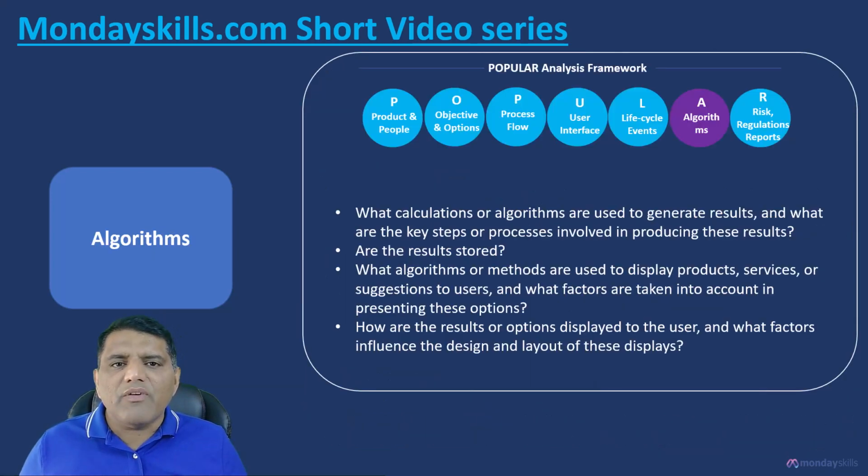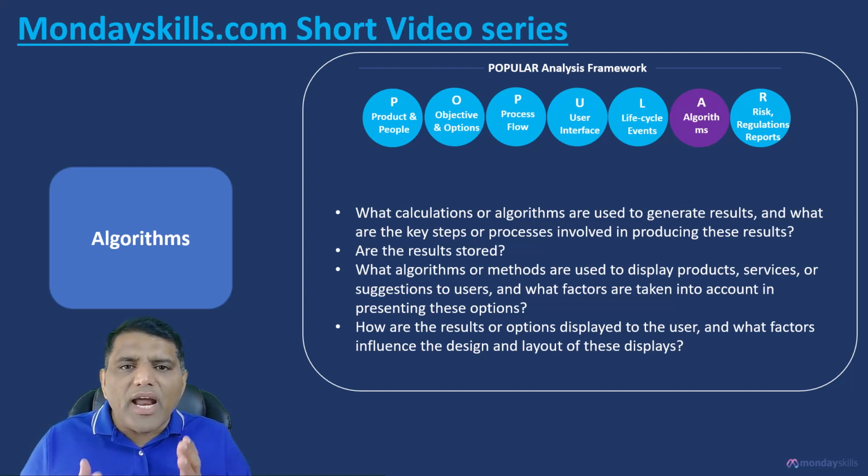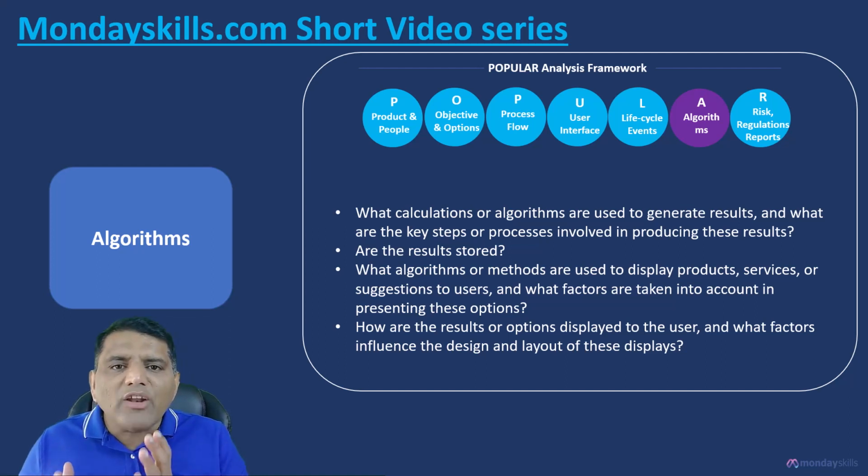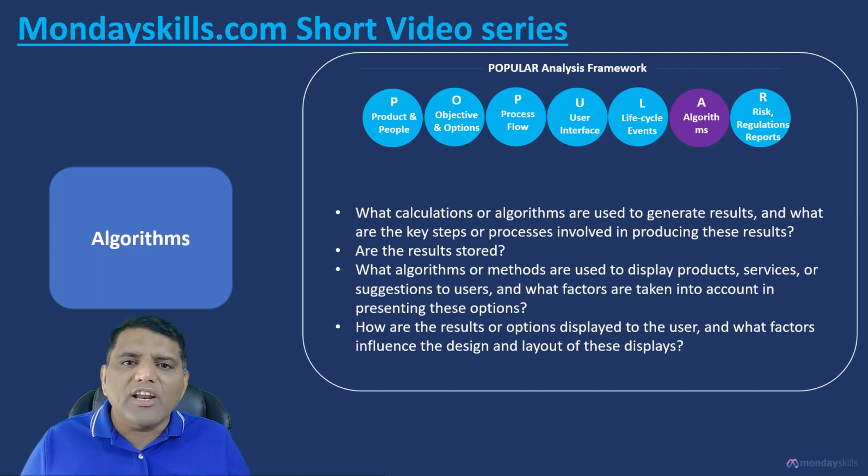The second last alphabet in the popular acronym is A, which stands for algorithms that need to be considered for the solution. So if there are any calculations, then what is the formula for that? If you're displaying a product, then what is the algorithm for that? If there is a search, what is the algorithm to show up the search results? So you need to think through what are the algorithms which are applicable.